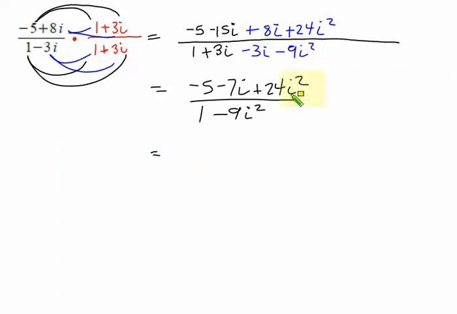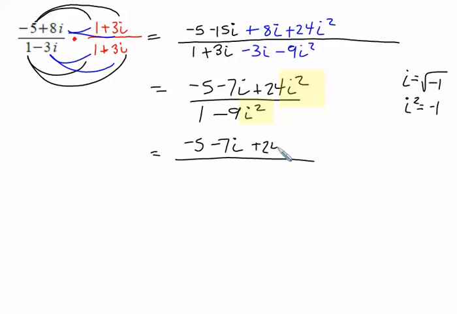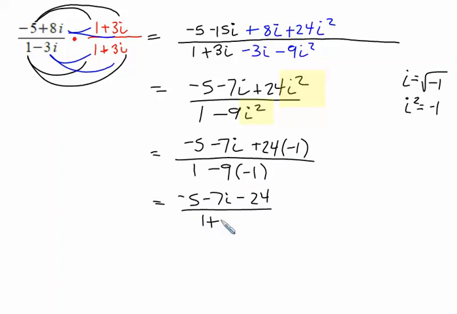Then, remember, since i is the square root of negative 1, i squared is actually equal to negative 1. So we have to substitute in order to simplify. Now be careful. Up in the top, that'll become a minus 24. And down in the bottom, that'll become a plus 9.